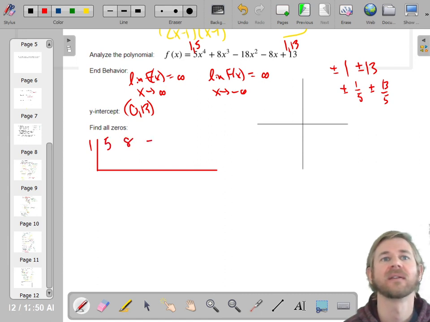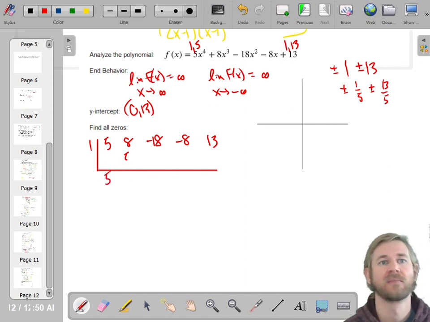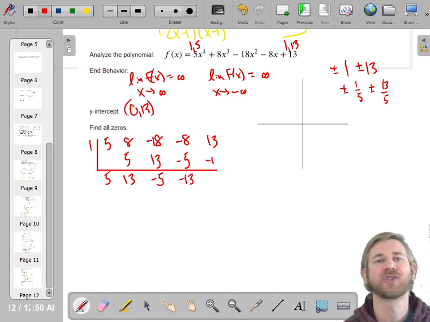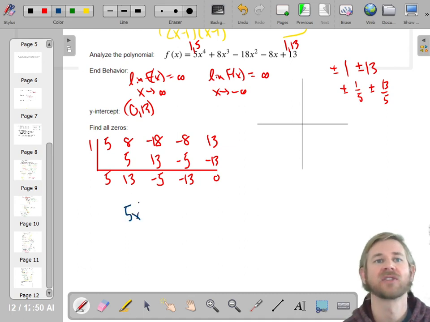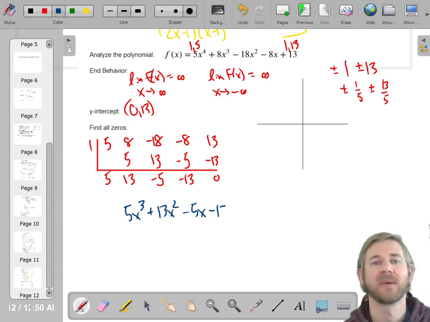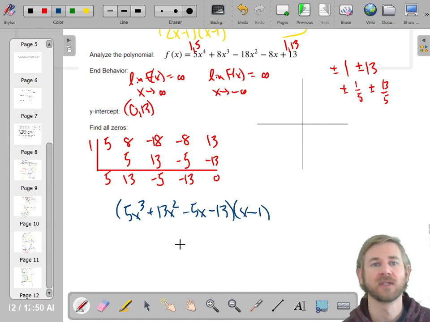5, 8, negative 18, negative 8, 13. So let's see if 1 works. Bring down the 5, multiply, add, multiply, add, multiply, add. First try again? Amazing. So now I have 5x cubed plus 13x squared minus 5x minus 13. It was a quartic. Now it's a cubic. And if 1's a 0, x minus 1's a factor.